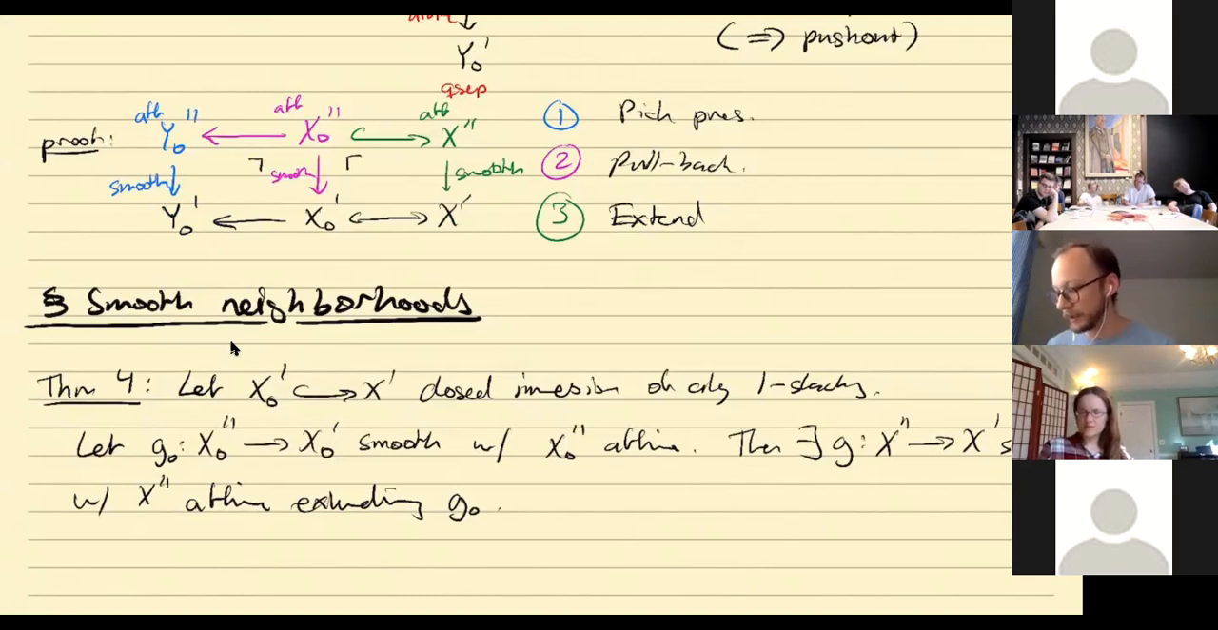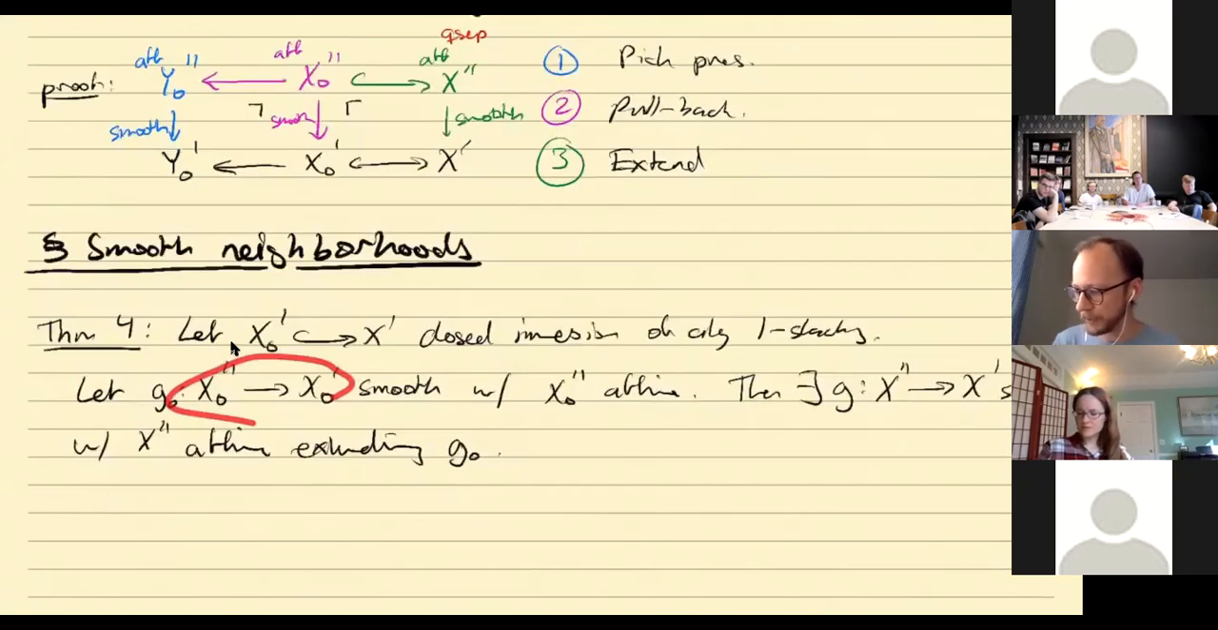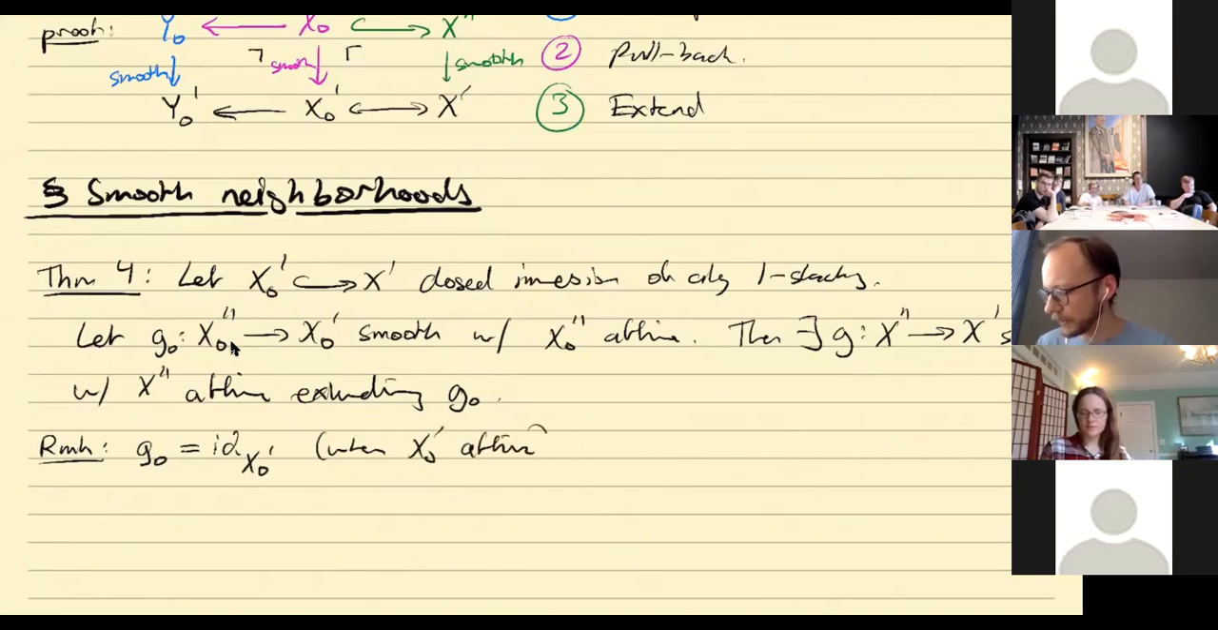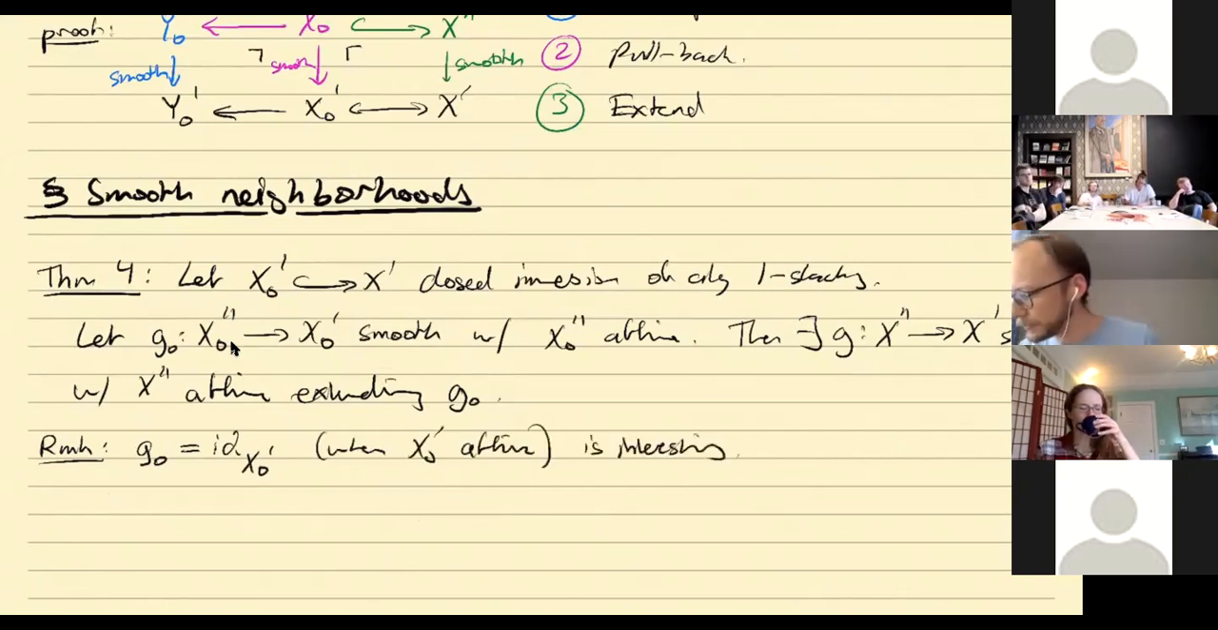I mean, an interesting case already is when this is affine and this is a stack or even a scheme or algebraic space, and I pick G naught to be an isomorphism. So the remark here is that the identity on X naught, when X naught is affine, is interesting. And there's also an étale version of this. We could also do an étale and get an étale up here.